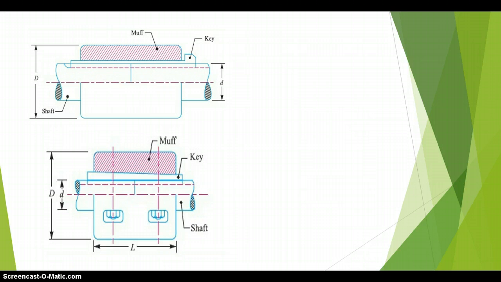Then this is the example of split muff coupling, or clamp or compression coupling. Here the coupling is the same as the previous one, but only the sleeve or muff is divided into two separate halves. So we can very easily assemble and disassemble. That is the advantage of this split muff coupling.